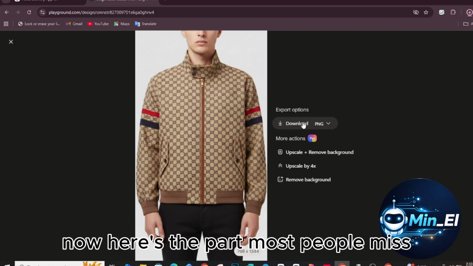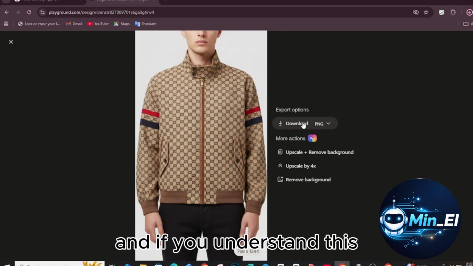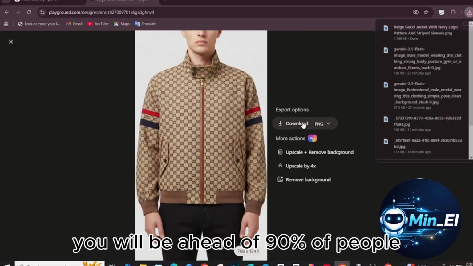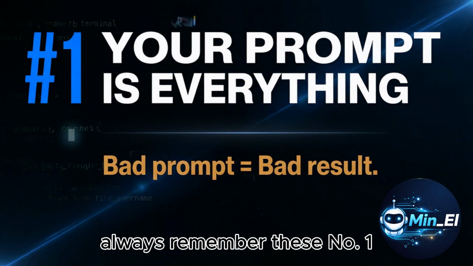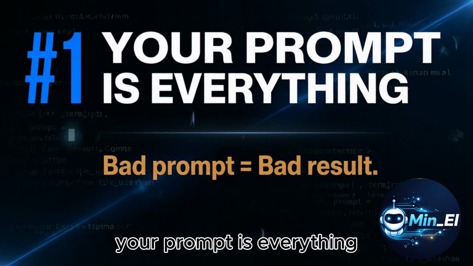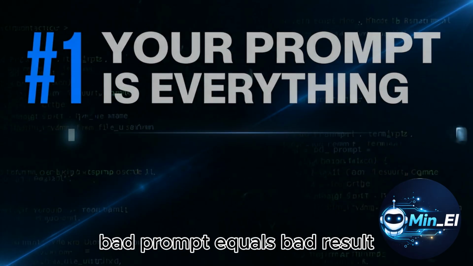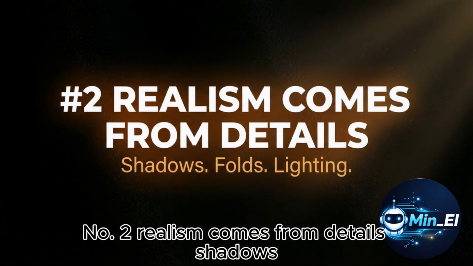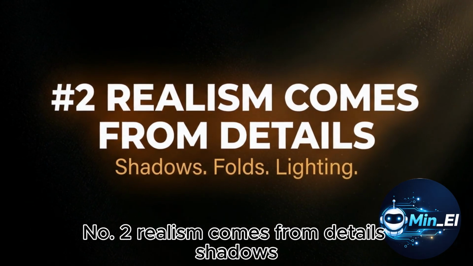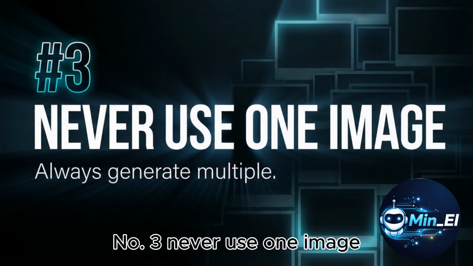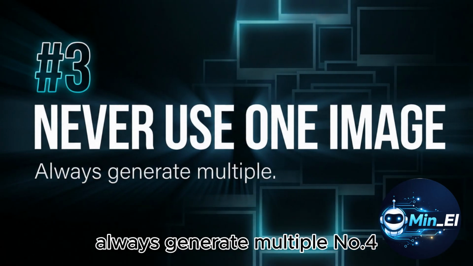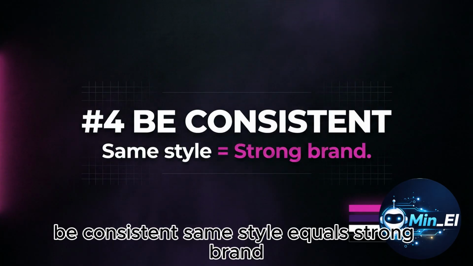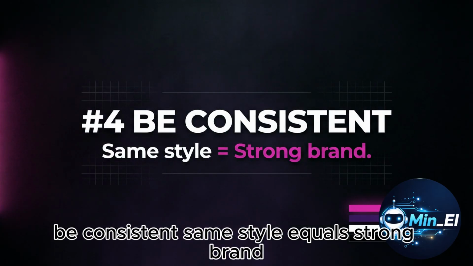Now, here's the part most people miss. If you understand this, you will be ahead of 90% of people. It's not about the tool, it's about how you think. Always remember these. Number 1, your prompt is everything. Bad prompt equals bad result. Number 2, realism comes from details, shadows, folds, lighting. Number 3, never use one image. Always generate multiple. Number 4, be consistent. Same style equals strong brand.